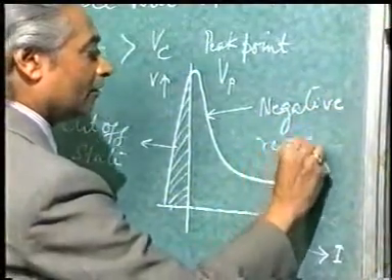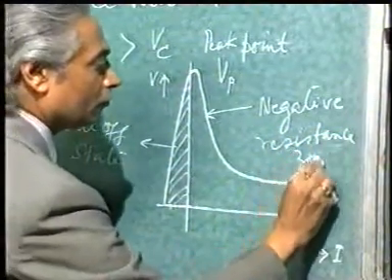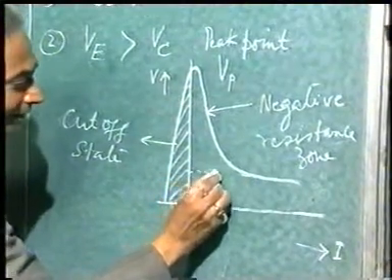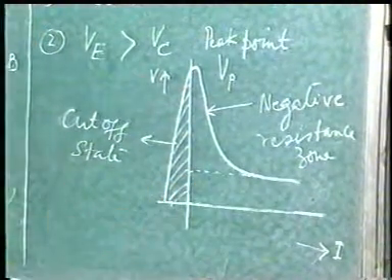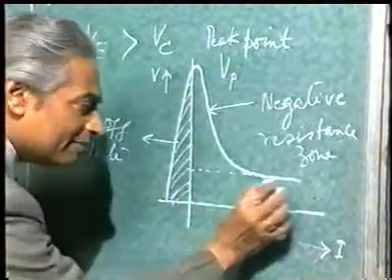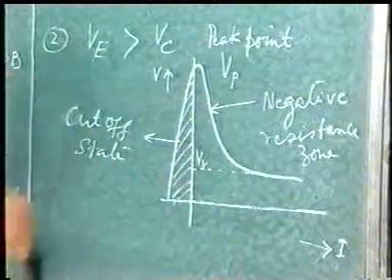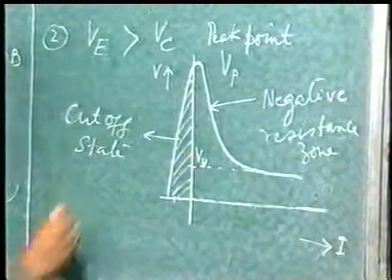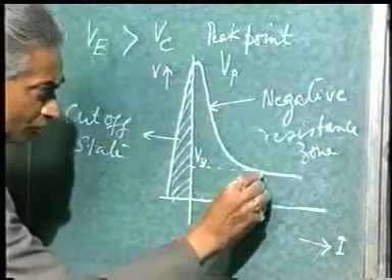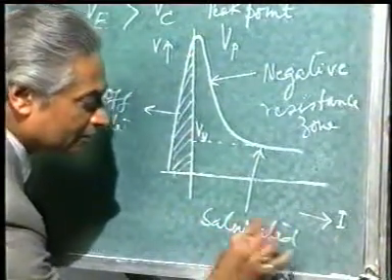resistance zone, and at this point you will find that the voltage has become constant. Further it will not reduce and it will remain constant. This point is known as valley point, and the corresponding voltage is known as valley voltage. This is valley voltage, and this zone is known as saturated region or saturated zone.